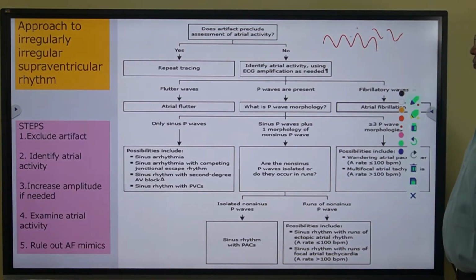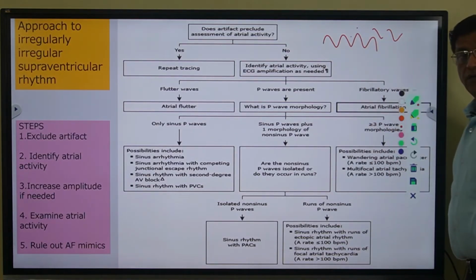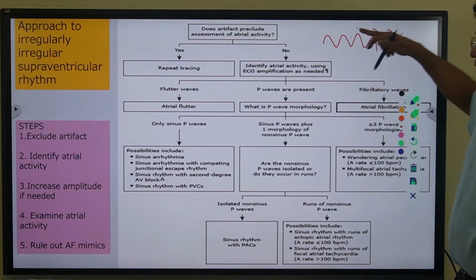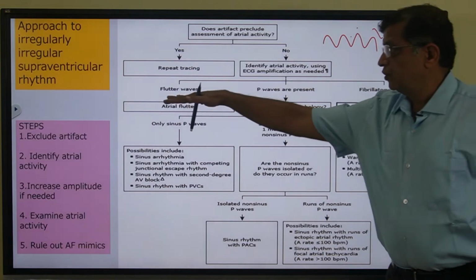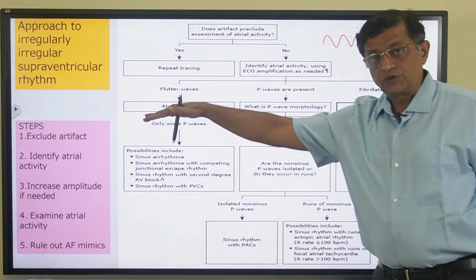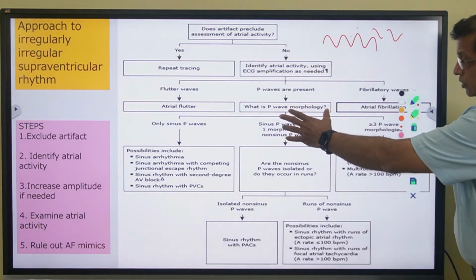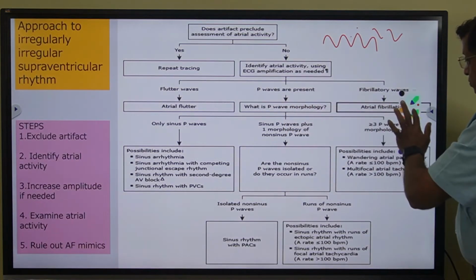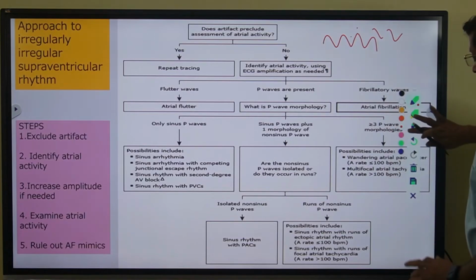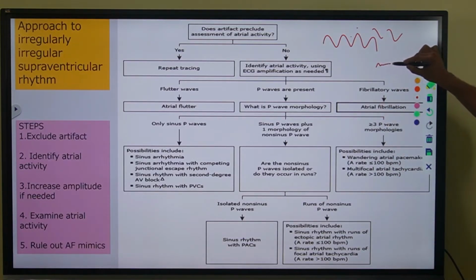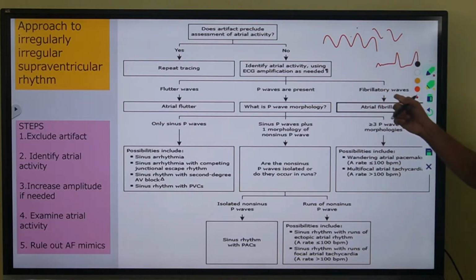They are very easy to identify. So there is no isoelectric line and typical sawtooth appearance. If you see this in irregular rhythm, probably this is flutter with variable conduction. If P waves are present, what is the P wave morphology? If there are fibrillating waves, and then with irregular rhythm, probably this is atrial fibrillation.